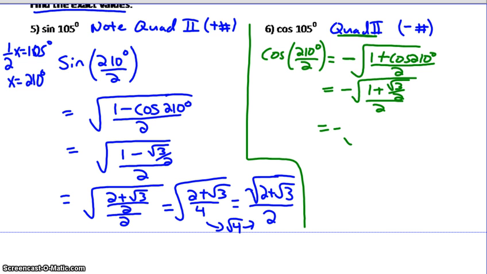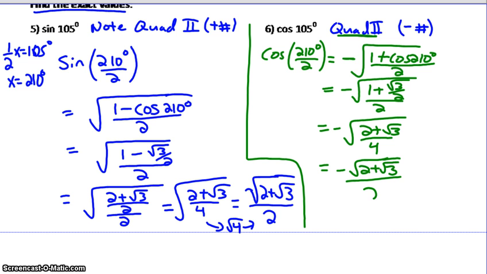That will give us 2 plus radical 3 all over 4, and then finally a negative radical of 2 plus radical 3 all over 2. Again, notice this is negative and this one is positive. Now I didn't write the positive for this here, but it is definitely a positive value. Okay?